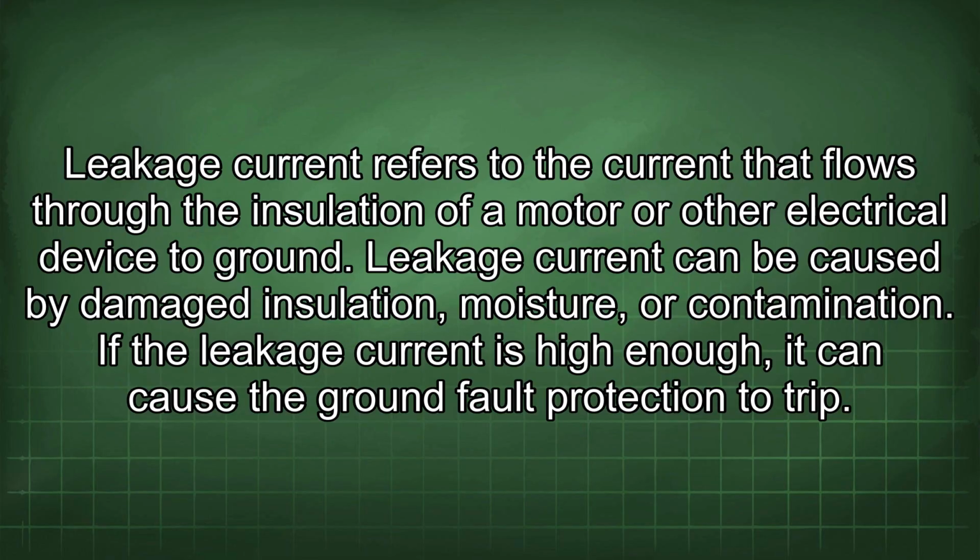Leakage current refers to the current that flows through the insulation of a motor or other electrical device to ground. Leakage current can be caused by damaged insulation, moisture, or contamination. If the leakage current is high enough, it can cause the ground fault protection to trip.